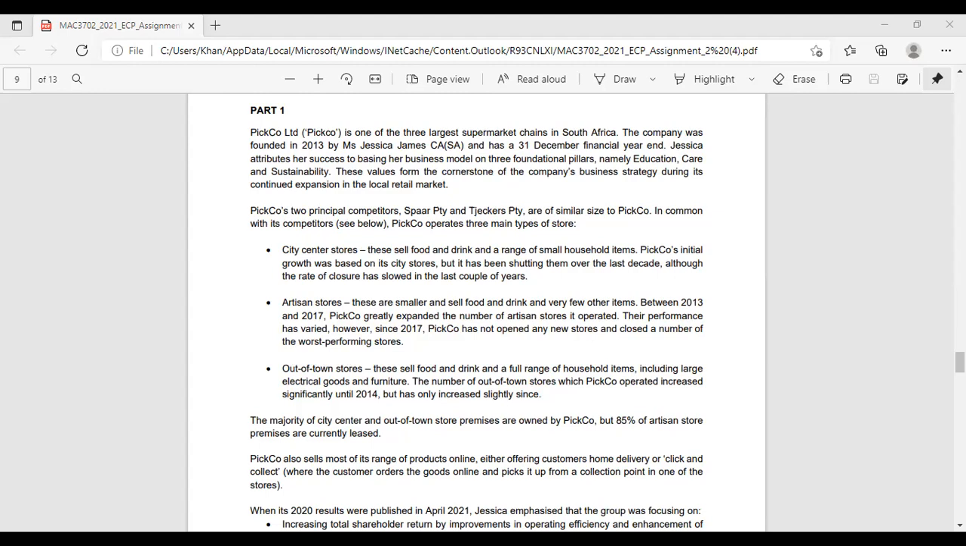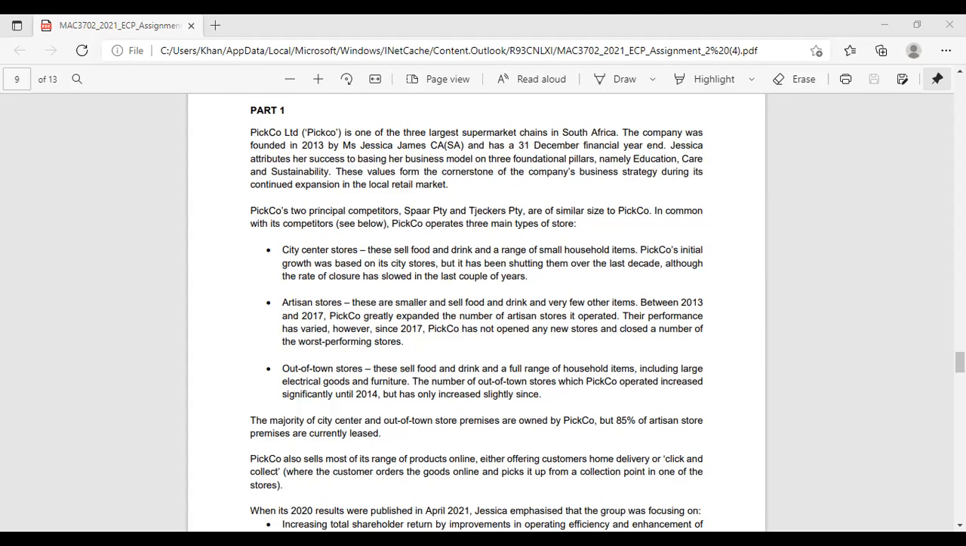Artisan stores are smaller and sell food and drink and very few other items. Between 2013 and 2017, Pico greatly expanded the number of artisan stores it operated. The performance has varied. However, since 2017, Pico has not opened any new stores and closed a number of the worst performing stores.